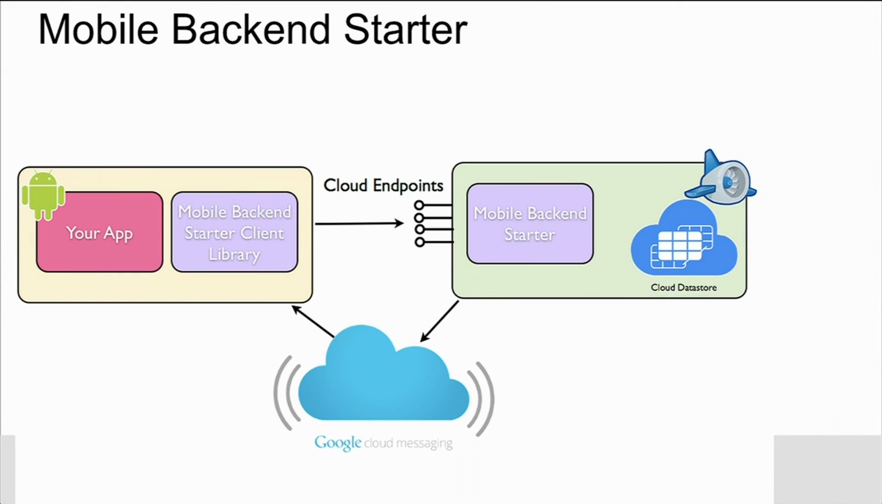The Mobile Backend Starter has two parts to it. The first part is on the server side with App Engine. We define a few cloud endpoints exposed over REST APIs to do generic data storage and access from there. And then it integrates with Google Cloud Messaging to send tickles down to the device. And then on the device side, we have a client library that's tailored to that backend, and a place to put your own application. So with this, David, how do you think that would look for your app?